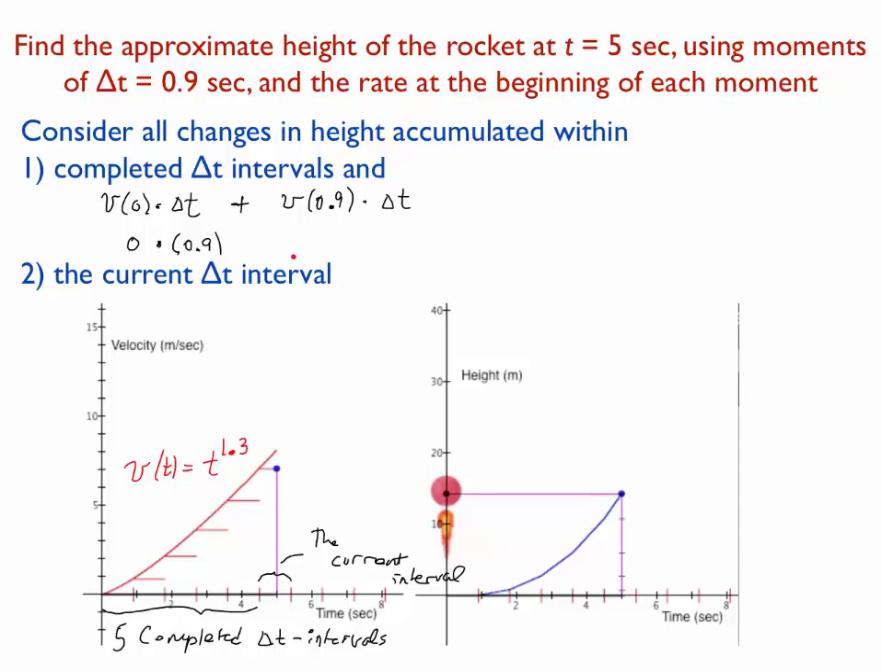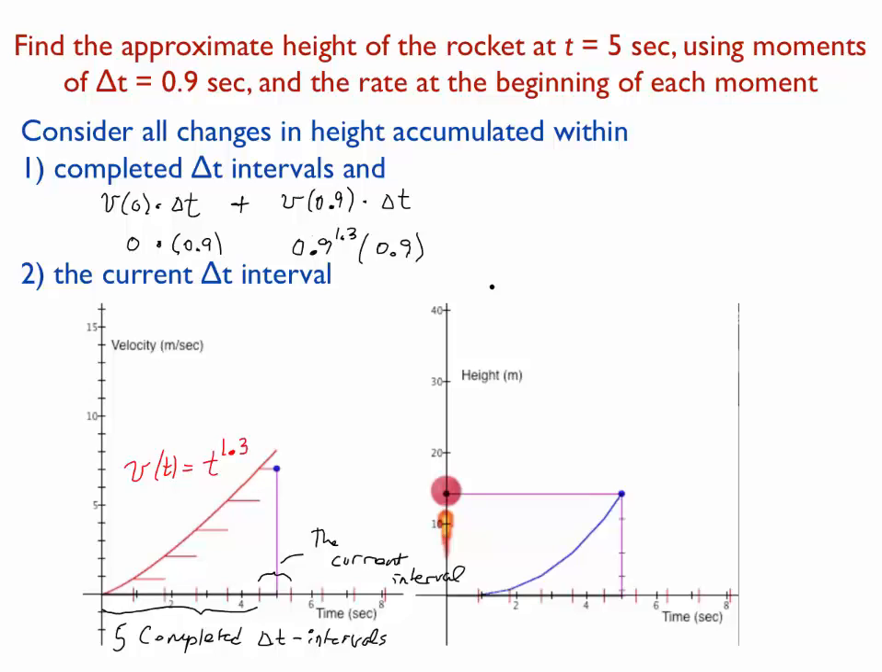So what is v of 0.9? T to the 0.9 to the 1.3 times delta t. So that's the total change in height from the first two completed intervals. Okay, you finish it. Go, finish it. Finish out the 5 completed intervals. We want the total change in height from the 5 completed delta t time intervals.